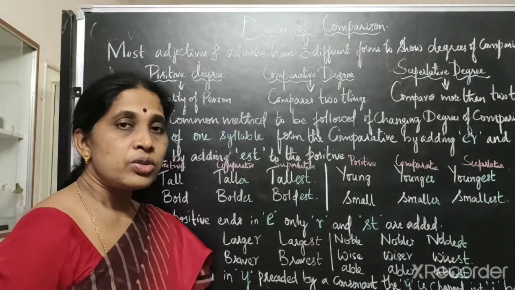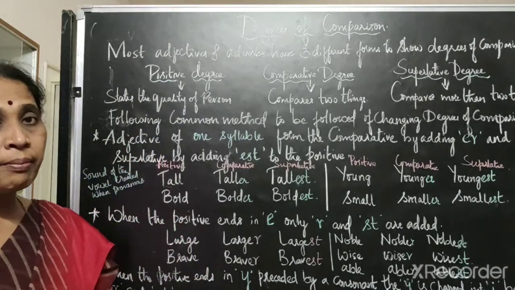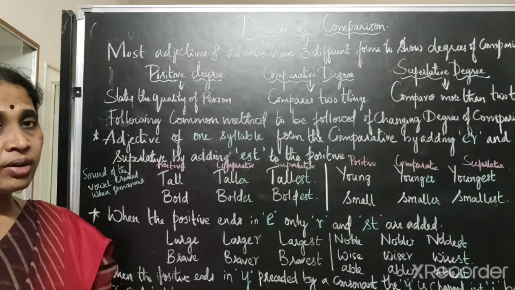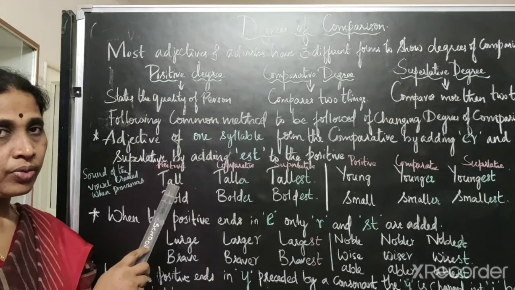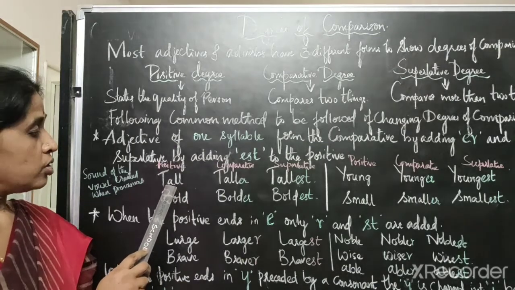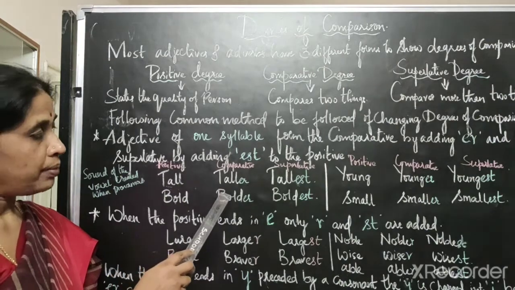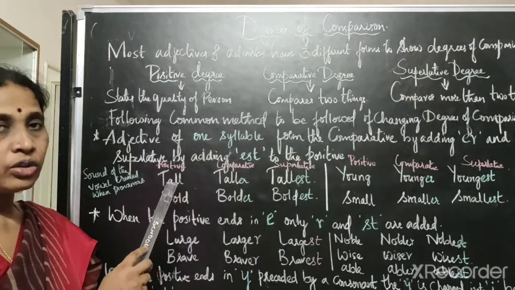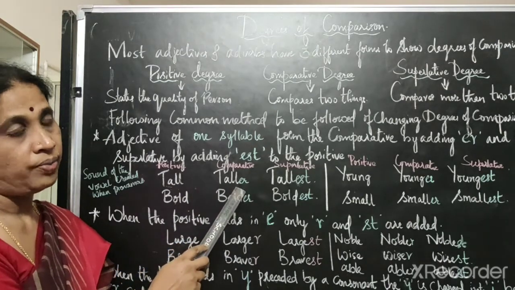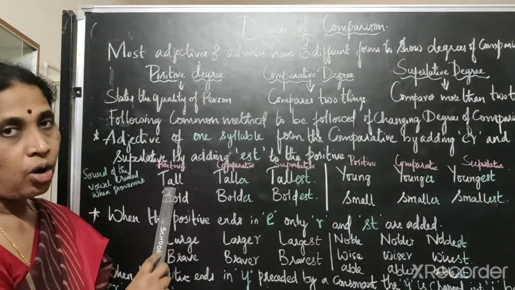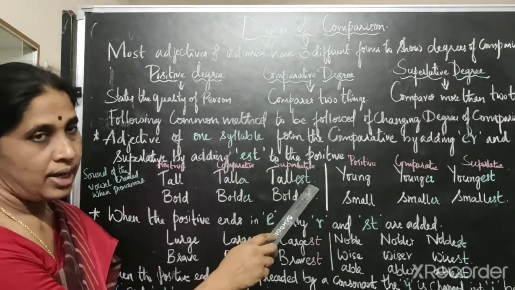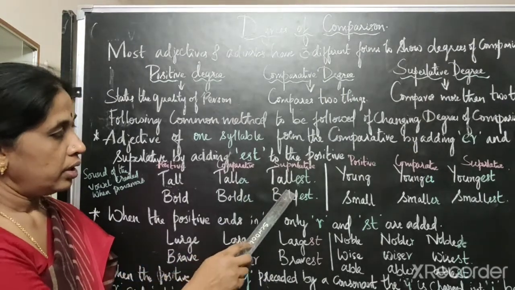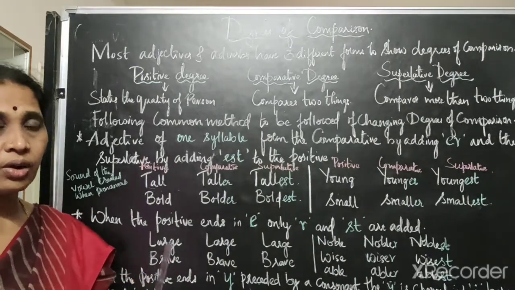Okay. So if a word is to be changed into comparative or superlative, there are certain rules to be followed. For example, take the word tall. This is an adjective. To change this word into a comparative, you should add er. So er is added to the positive to make a comparative. Similarly, to make tall into a superlative, you should add est. Est is added to the positive degree. So this is the rule.